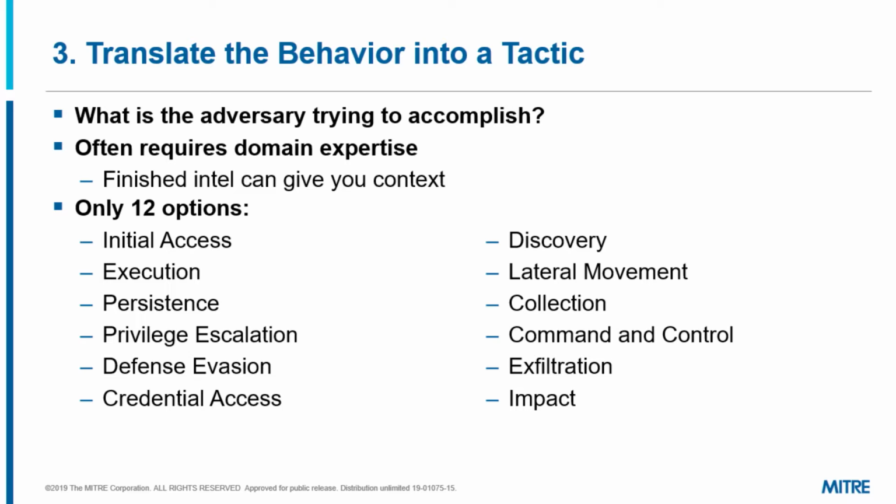The good news about this step is that there are only 12 options to choose from as you're mapping to a tactic in Enterprise ATT&CK. Initial access, execution, persistence, privilege escalation, etc. So only 12 to choose from. Your odds are pretty good if you have some domain expertise that you might map to the right thing. And you can always ask your teammates.